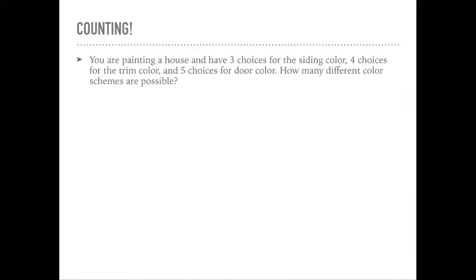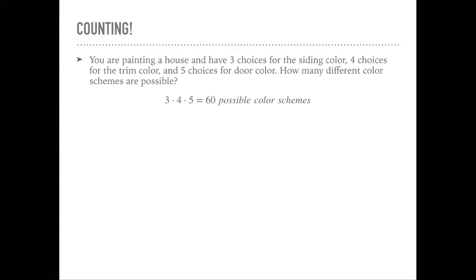So let's go ahead and practice our counting skills then. So you're painting a house. You have 3 choices for the siding color, 4 choices for the trim color, 5 choices for the door color, and then how many different color schemes are possible? Well, this is using the fundamental counting rule. We're going to take 3 times 4 times 5, and there's 60 possible color schemes.